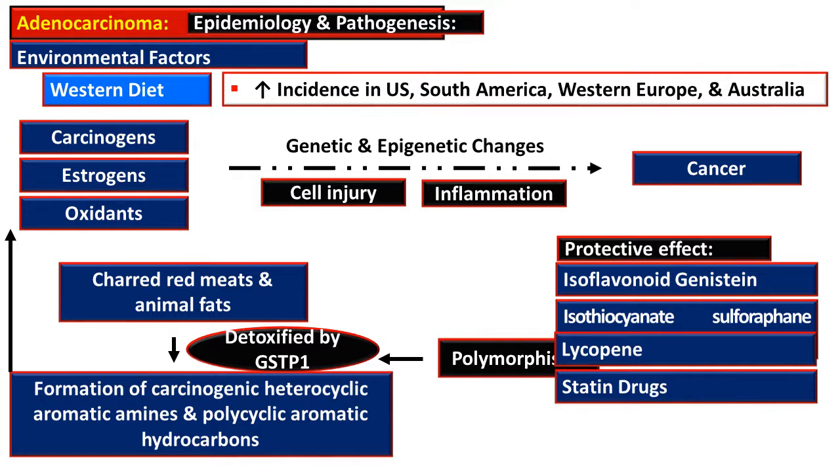The protective factors include consumption of isoflavonoid genistein that inhibits 5-alpha reductase enzyme, cruciferous vegetables such as cabbage and broccoli that contain isothiocyanate sulforaphane, and lycopene that is found in tomatoes, and statin drugs that are the inhibitors of cholesterol biosynthesis.